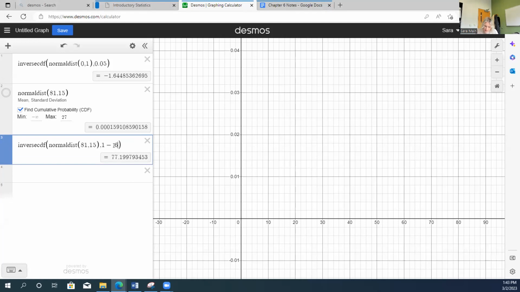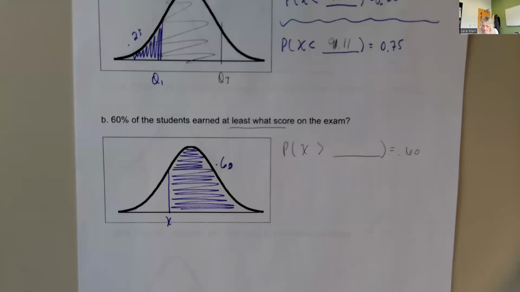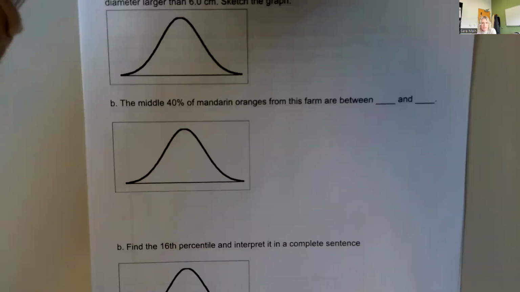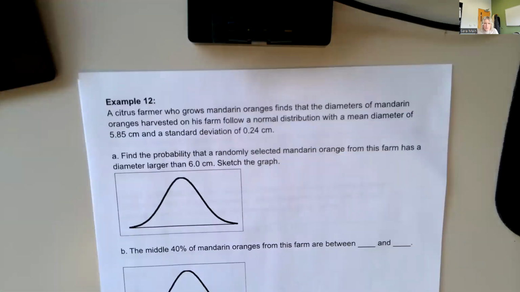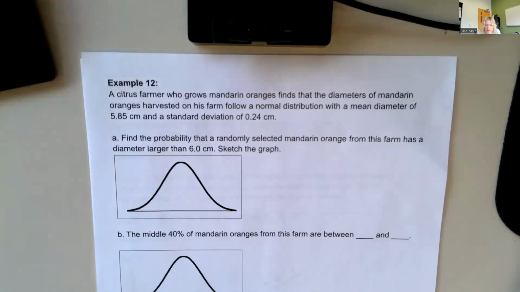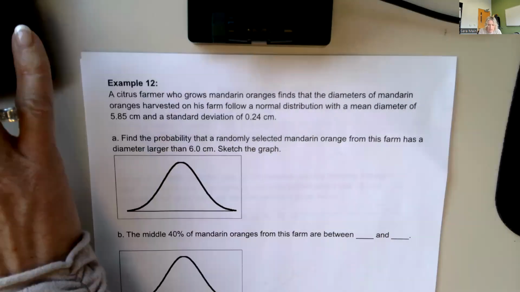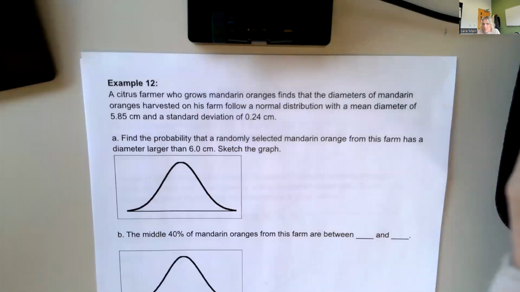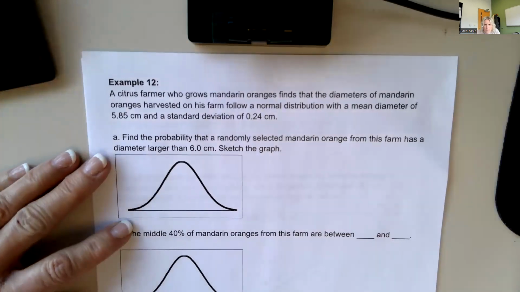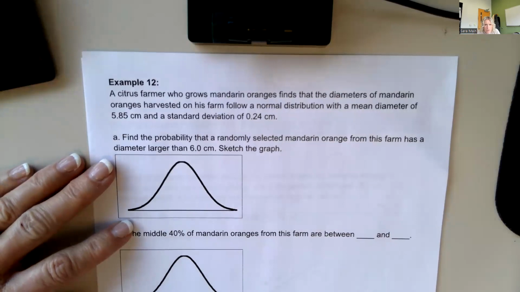Okay, let's look at example 12. Example 12 is talking about a citrus farmer who grows mandarin oranges and finds that the diameters of mandarin oranges harvested on his farm follow a normal distribution with a mean diameter of 5.85 and a standard deviation of 0.24. Find the probability that a randomly selected mandarin orange from this farm has a diameter larger than 6.